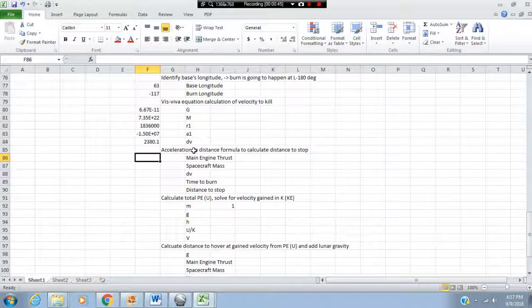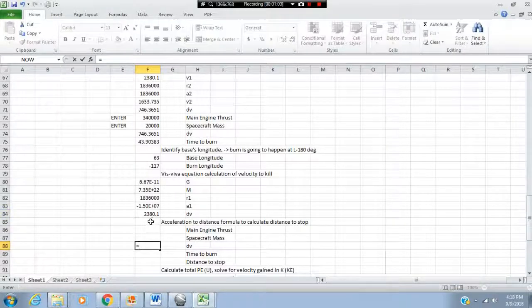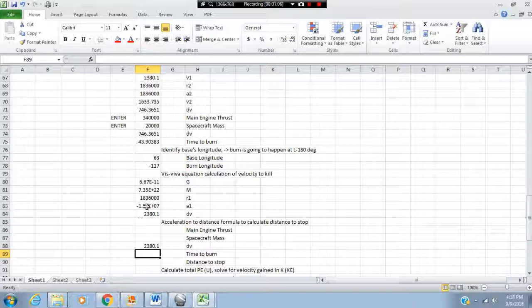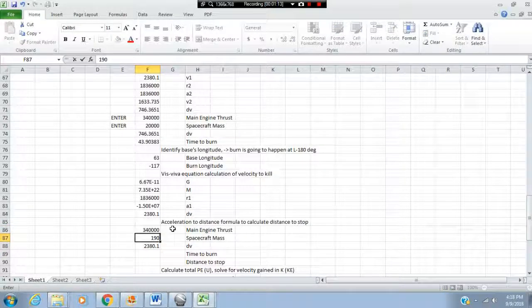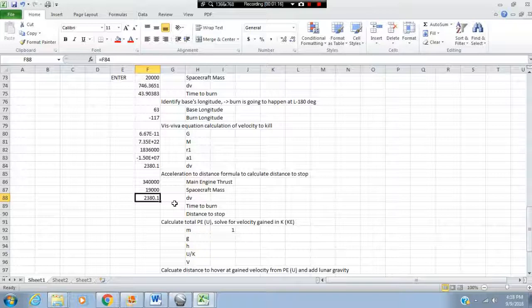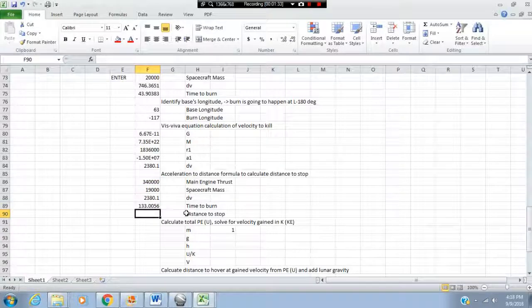The next thing we need to do is figure out distance to stop, and some of this we've done before, which means we can also do this. Now the delta V is actually known. It's going to be this, and the spacecraft mass and the engine thrust I'll put here. Let's knock off another 1,000 kilograms. And then the time to stop is going to be, again, get your acceleration. Good, 17 meters per second squared, looks not bad. And then take the delta V, divide by the acceleration, and you get the time to stop.